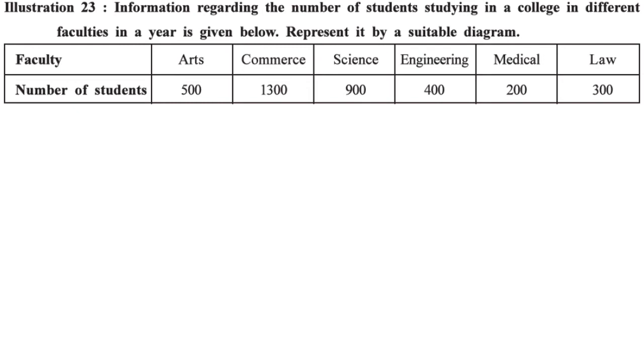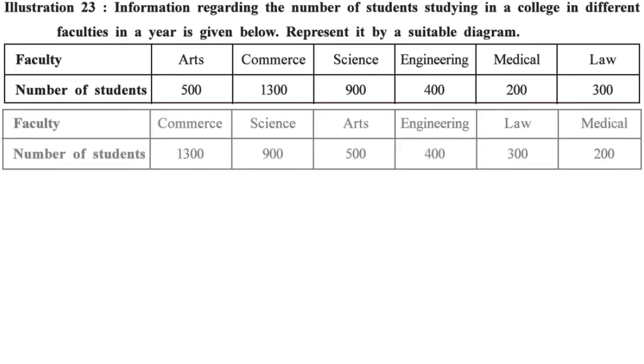What we are going to do here is depict this by arranging all the faculties in descending order. That means starting with the faculty with the highest number of students and then gradually going to the faculty with the lowest number of students. So we will easily be able to compare which faculty has the highest students, which has the lowest, and which has more or fewer students than which faculty. The comparison becomes easy. So now the faculties are commerce, science, arts, engineering, law, medical, and the number of students is given.